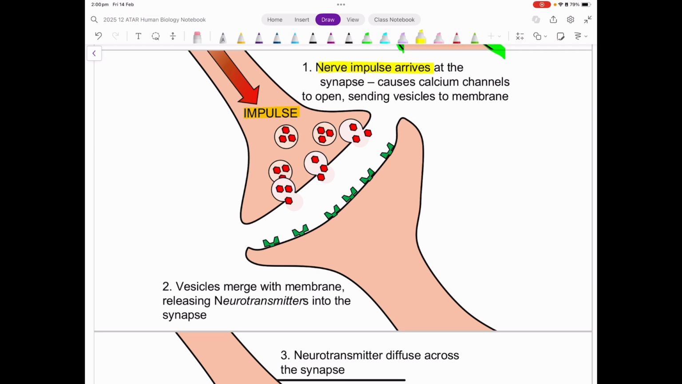And what this does is it causes calcium channels to open, and this results in vesicles traveling towards the membrane. So these vesicles filled with neurotransmitter are gradually heading towards the cell membrane, towards that synapse. Now, as they get closer, eventually these vesicles merge with the membrane. And what that means is that they then empty themselves and they empty the neurotransmitter into the synapse. And we can begin to see that in what I'm highlighting in green now, this neurotransmitter being released into the synapse.